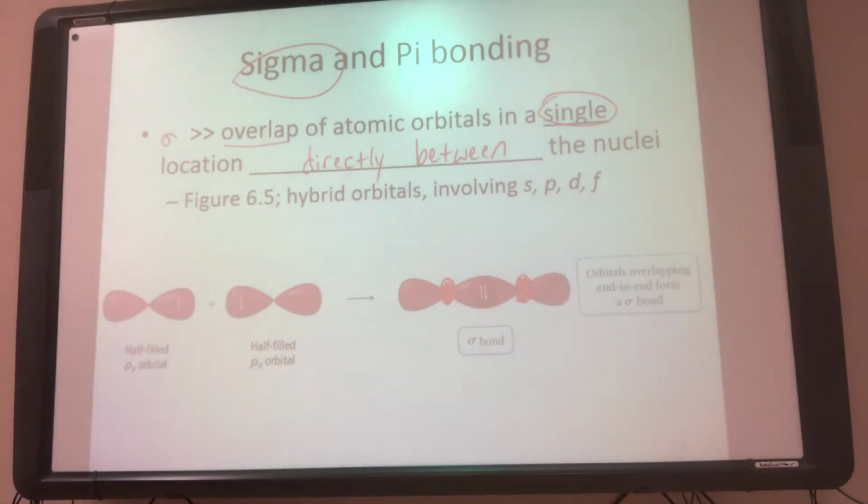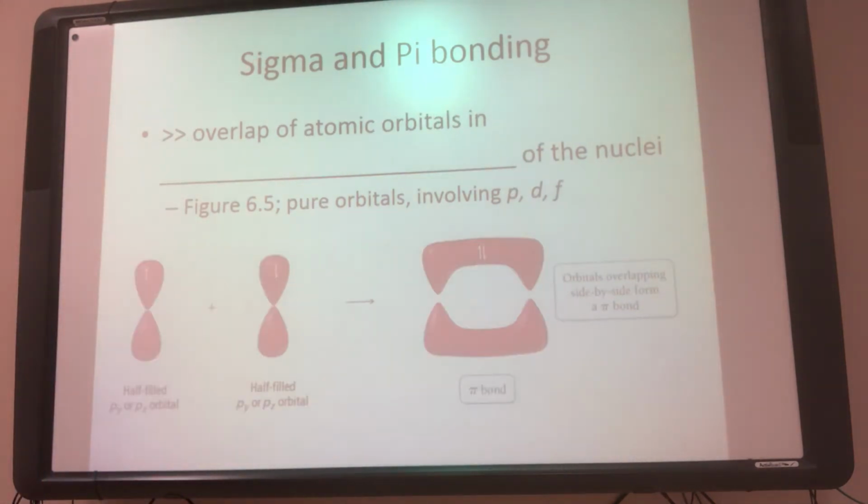Okay? Let's compare that to pi bonding. So pi bonding, the symbol here is the Greek pi. Okay? But the difference here is that the overlap in my atomic orbitals is in two locations, where the other one was in one. And the two locations is going to be above and below the plane. Right? Above and below the plane.